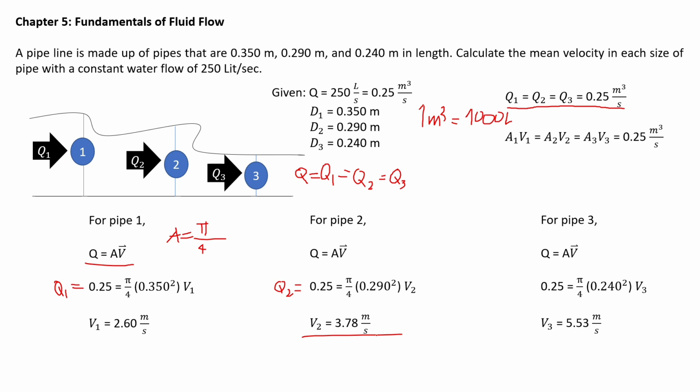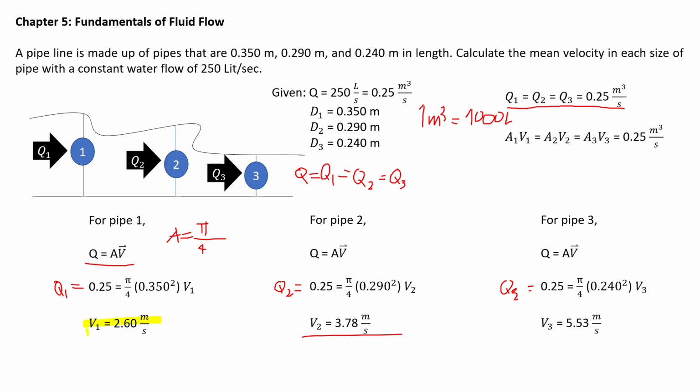And for the last, we will get the same flow. So Q3 is equal to 0.25. So 0.25 is equal to pi over 4 times the diameter of pipe 3, which is 0.240 squared, times the velocity of our pipe 3. So if we calculate this, we will have a value of our velocity 3, which is 5.53 meters per second.